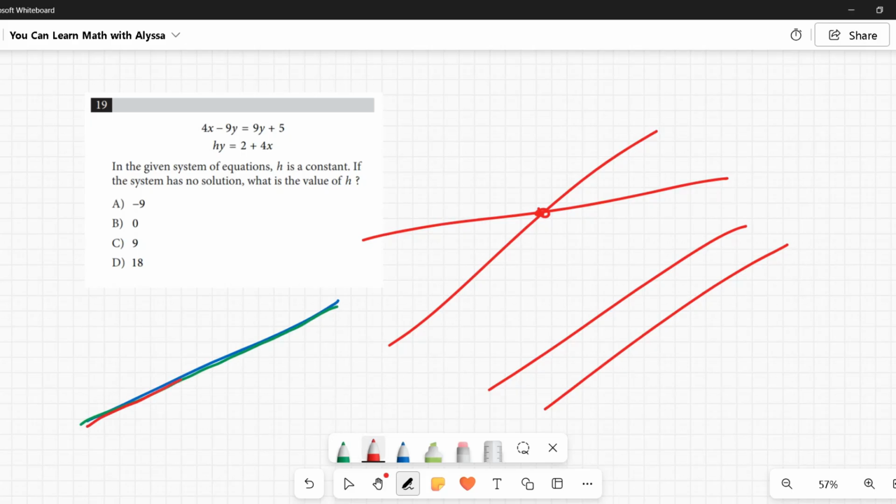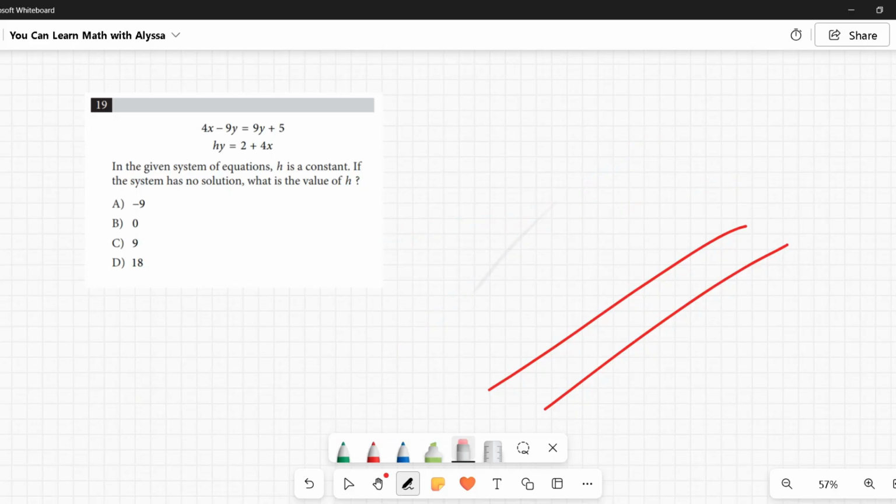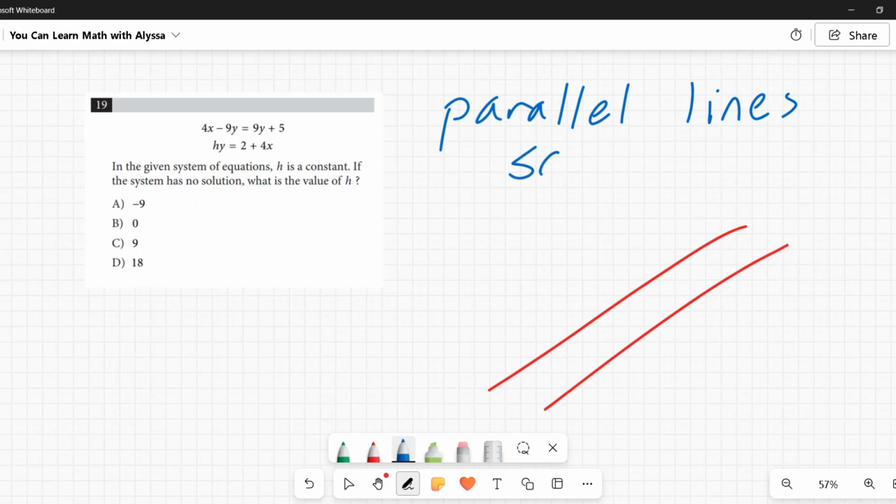I should have been better with red. Infinite solutions where they are the same line, they are overlapping each other. Now this says it has no solution, so we know the lines are parallel. Parallel lines have the same slope. That's the key piece of data you need to solve this. The parallel lines, same slope.